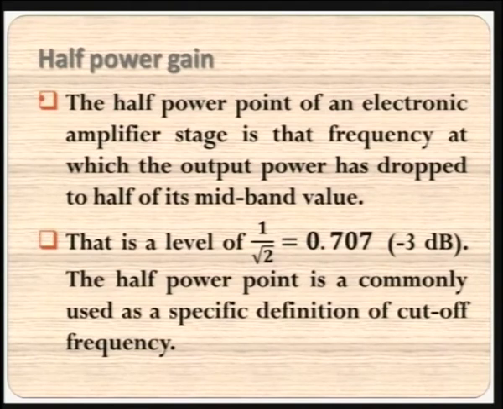The half power point of an electronic amplifier stage is that frequency at which the output power has dropped to half of its mid-band value. The level is marked as 1 divided by root 2, which is 0.707. In decibel, when we want to mention that, it is a reduction in the value, so it is minus 3 dB. The half power point is a commonly used point as a specific definition of cutoff frequency.